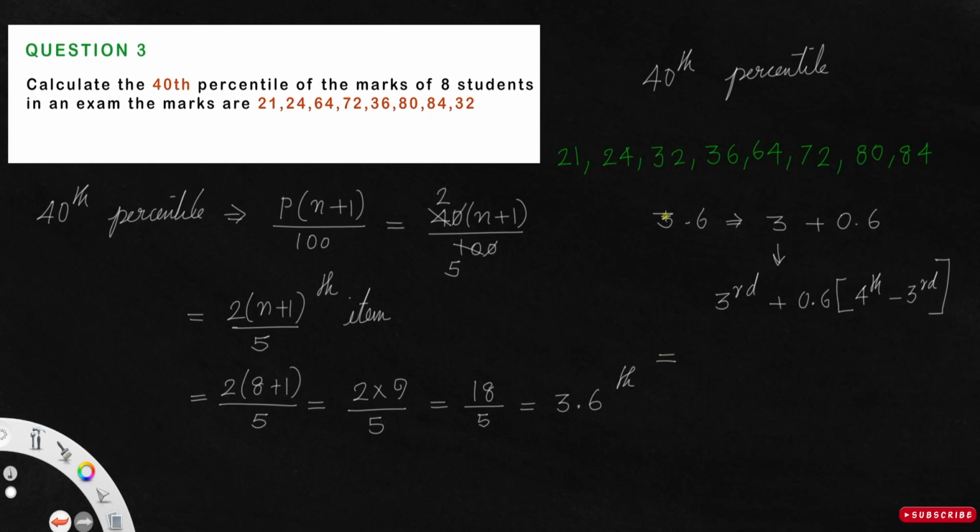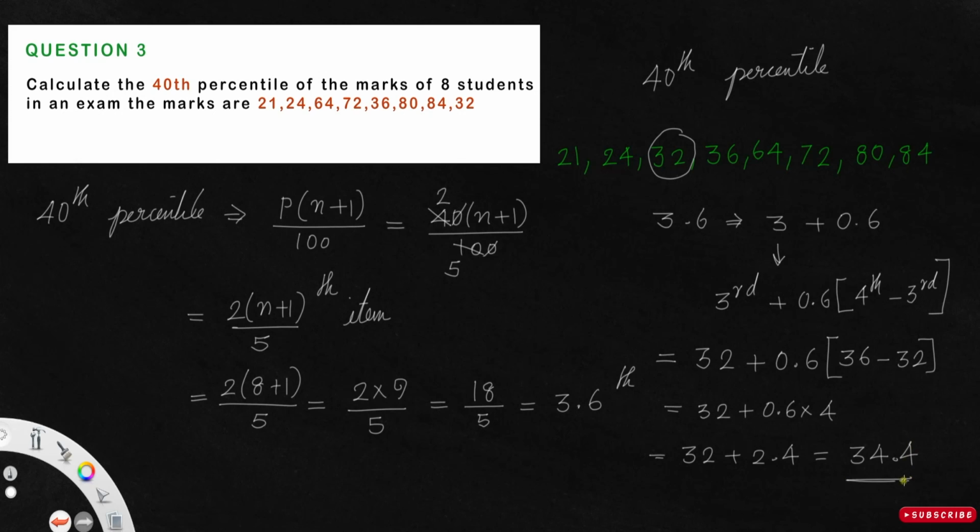Okay, so what's the third item? 32. So 32 plus 0.6 times fourth minus third, which means 36 minus 32. So 32 plus 0.6 into this one, which is 4. So 32 plus 2.4, which means 34.4. So the 40th percentile will be 34.4. Clear? Now take another example.